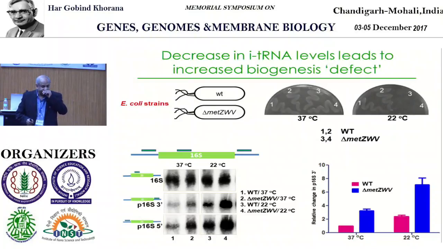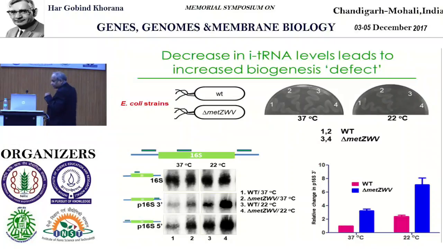Now 17S and 16S migrate very close together on an agarose gel. So what he did was design oligonucleotide probes which would anneal in the immature region of 16S, that is to 17S, or to 16S, or to downstream of the 16S. And he can then do the northern blot analysis, and one thing that you can very clearly see is that when you go down to 22 degrees, you accumulate a lot more of the precursor. He can then take the ratios and come up with this kind of a plot where the wild type strain has that much precursor. As you delete the tRNA genes, the precursor levels go up. At 22 degrees, this really goes up.